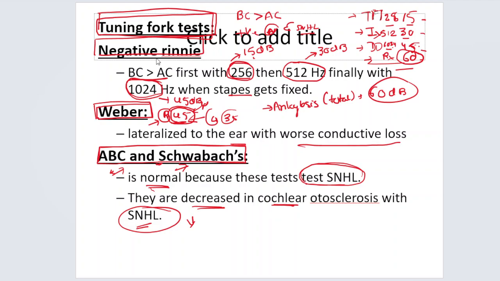So this is about the Rinne test. Let's have a quick recap. We have the negative Rinne, first with 256, then with 512, then with 1024 Hz, and then you have Weber's test lateralized to the ear with greater conductive hearing loss, the worse ear. Absolute bone conduction test and Schwabach's test will be normal in the majority of cases, except in cases like cochlear otosclerosis where there is sensorineural hearing loss, where they'll be decreased.